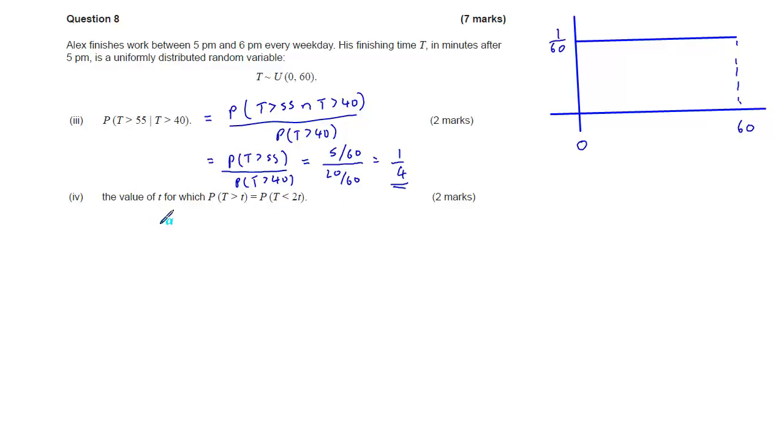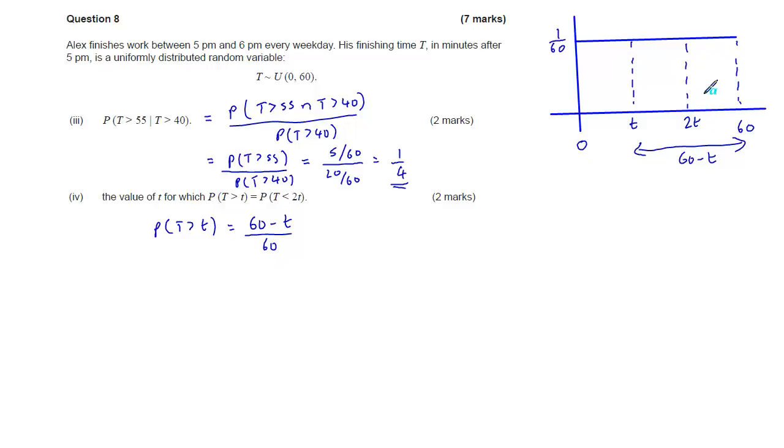We want to find the value of t for which the probability of t being greater than t is equal to the probability of t being less than 2t. So there must be some value t here, and then this distance is 60 minus t, so the probability of t being greater than t would be 60 minus t times 1 over 60, so 60 minus t over 60.